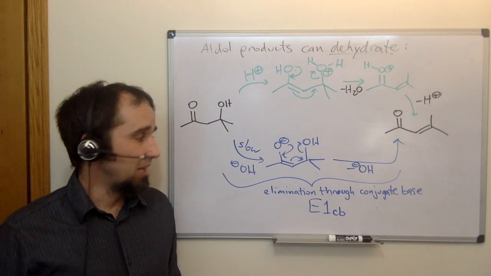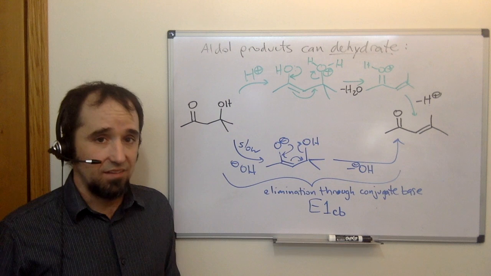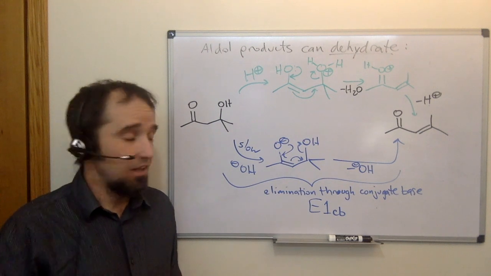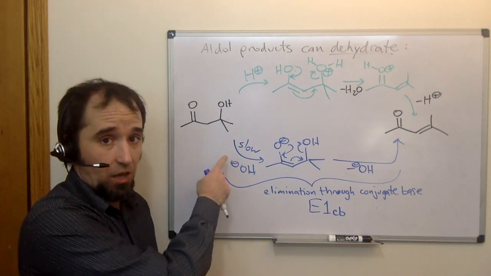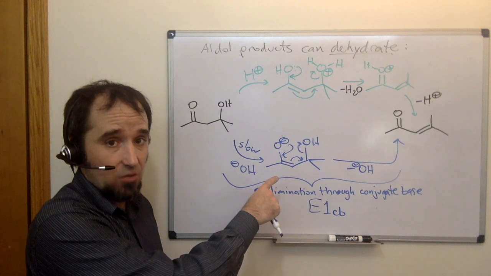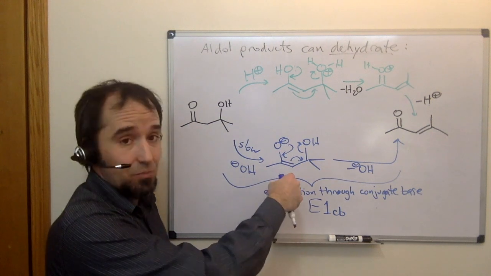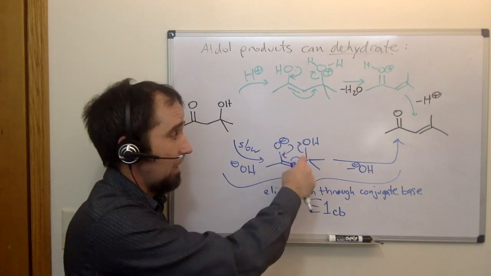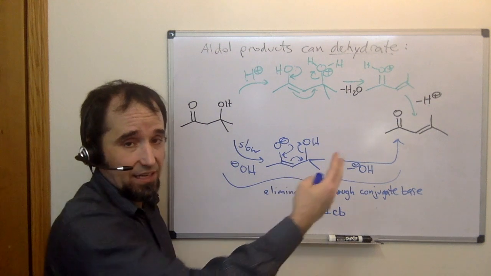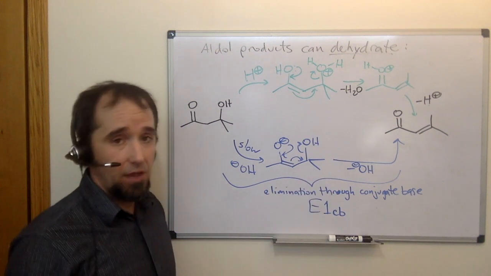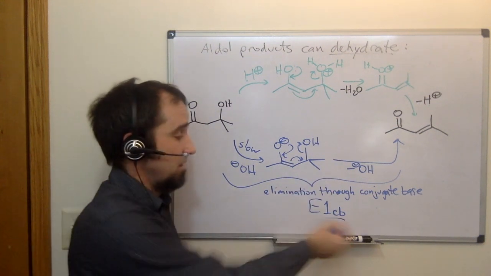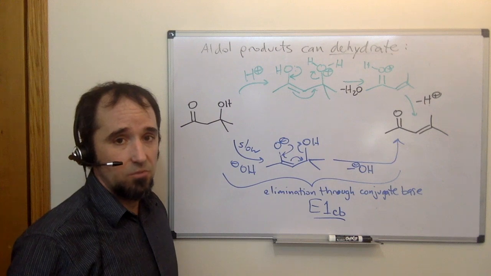This is called elimination through conjugate base, E1CB. Two-step reaction. The first step is the slow step. Making the enolate is the slow step. And then as soon as the enolate is made, then it can kick out the leaving group in a second fast step. So it's a two-step reaction, E1CB, different from E1 or E2.